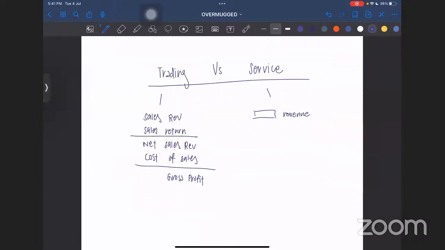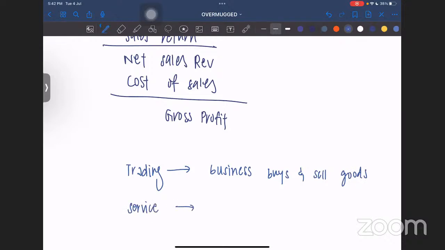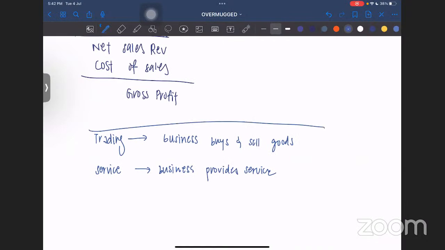Okay, another thing that they can ask is in theory, they will just ask in theory and then you will just answer in words. What is the difference between trading and service business? Okay, so for trading, your business buys and sells goods. Okay, service business provides service. That's all. That's how you answer. It's as simple as that.